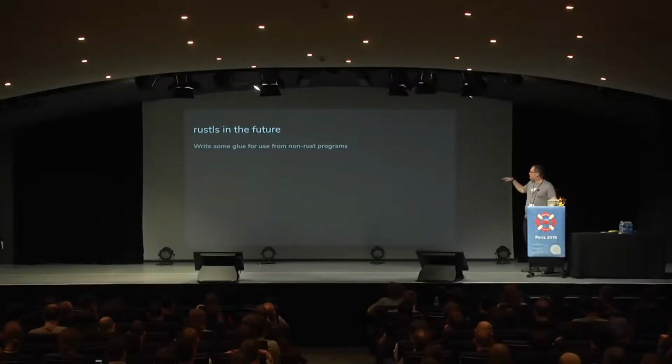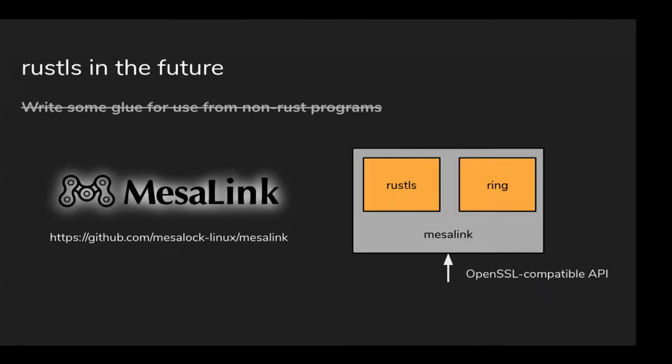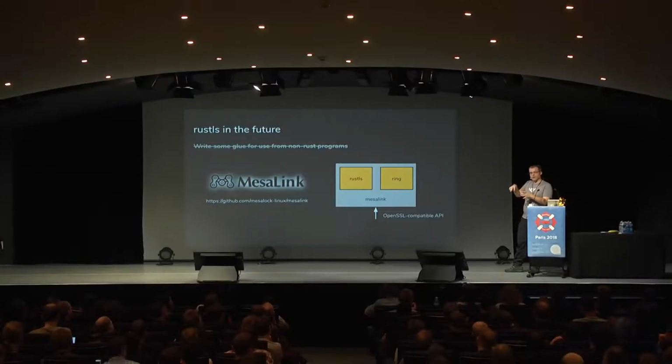I used to have like this big list of stuff to do in the future, and it keeps being ruined. One of the things was write some glue for use in non-Rust programs. So my idea was actually Python, but then someone went and did it, so that was cool. So this is very interesting. It's called MesaLink, and it's basically a C library shaped box with an OpenSSL external interface containing rustls and ring and all the other stuff that rustls depends on.